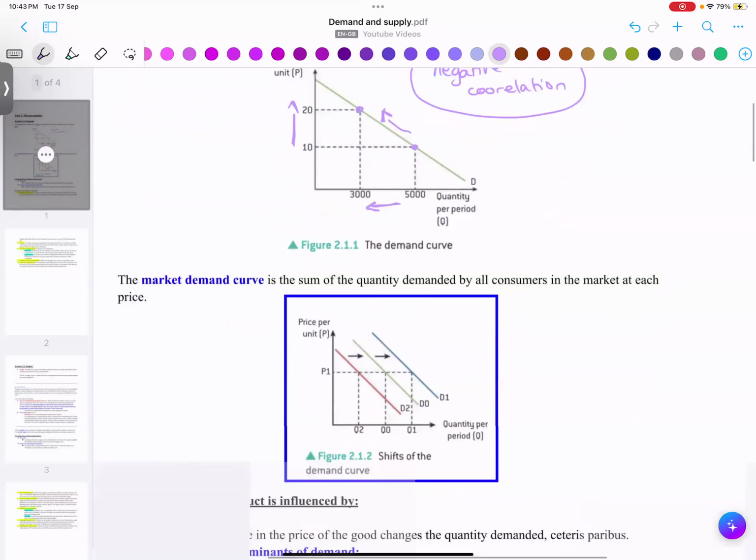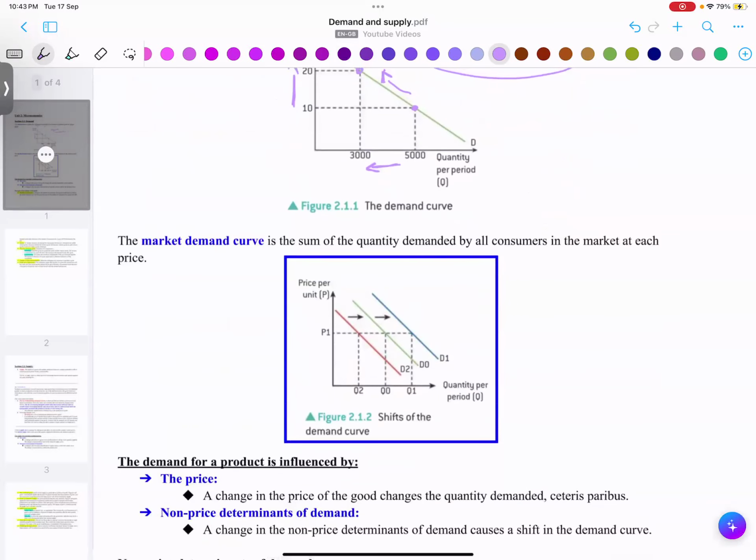So the market demand curve is the sum of the quantity demanded by all consumers in the market at each price. Like we said, there's something called the market demand curve, meaning it's just the sum of the quantity demanded by all consumers, basically the whole market. It's not something you really have to spend time thinking about.